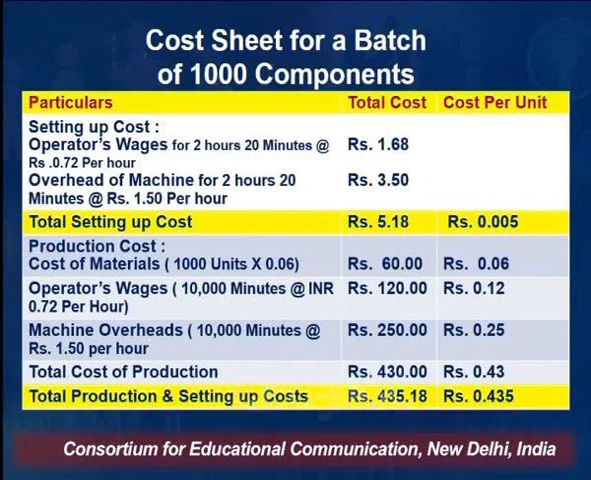And total production and setting up cost, when we aggregate both of them, it comes to be 435.18 rupees, and your per unit cost comes to be 43 paisa or roughly 44 paisa, because it is 0.435. So you can say that approximately it is 44 paisa. So my dear learners, in this way we have done the calculation for 3 different situations, when you are manufacturing in a batch of 10 units, 100 units, and eventually 1000 components.